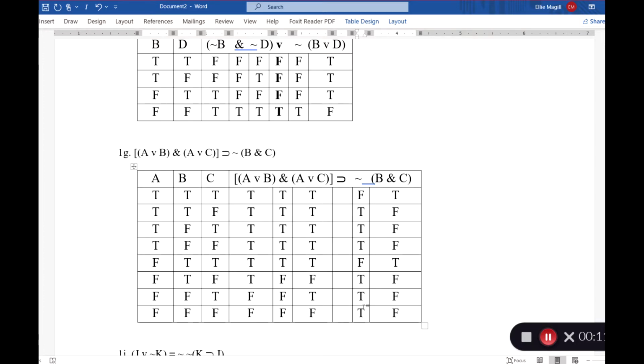So now I'm going to go ahead and italicize the columns that we're looking at to make it easier to be clear which ones we're looking at for doing that main connective. This is going to be harder when you're doing things in writing.